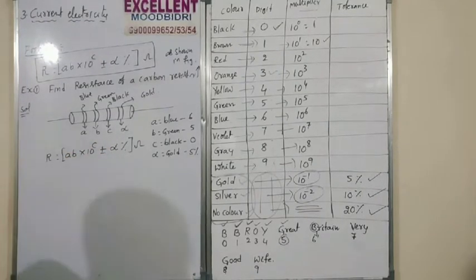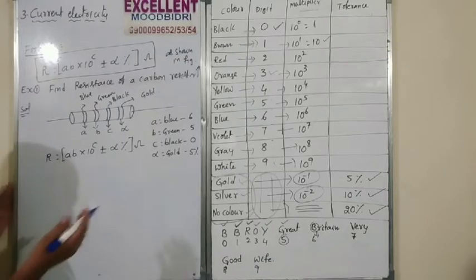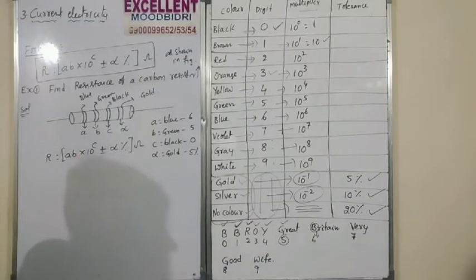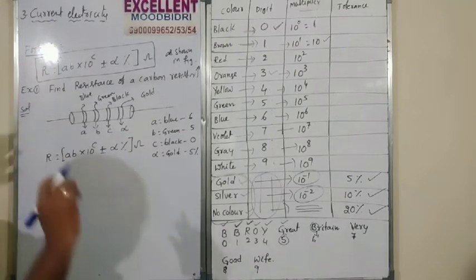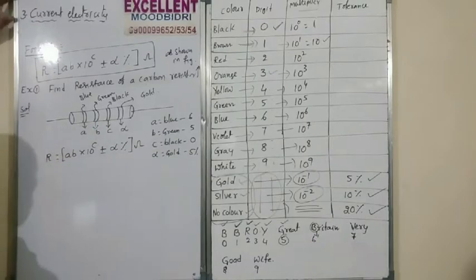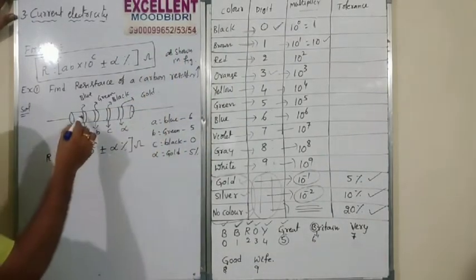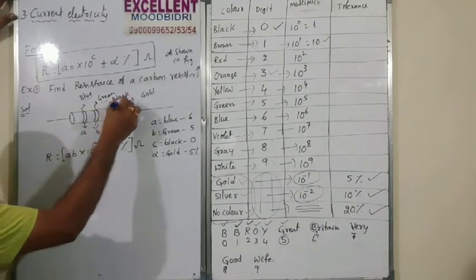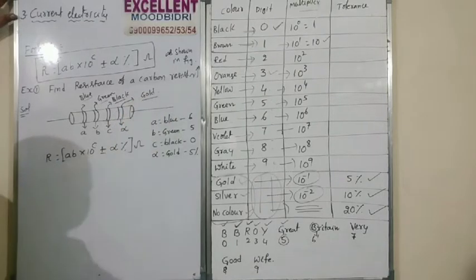So percentage as usual. How much percentage will that one be? That much only. So alpha percentage means 5%. Are you clear? Then I have given one problem here. Find the resistance of the carbon resistor as shown in the figure. The first one is blue, the second is green, the third is black, and the tolerance is gold. Then find the total resistance.